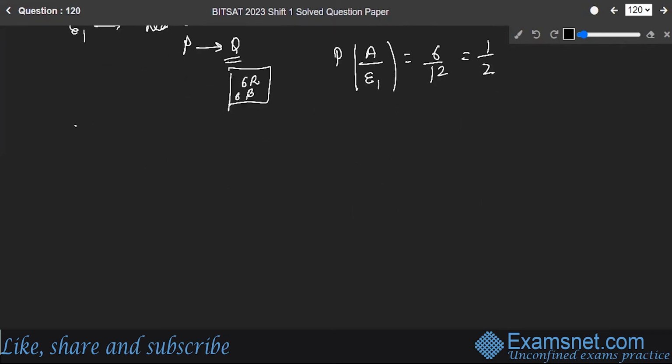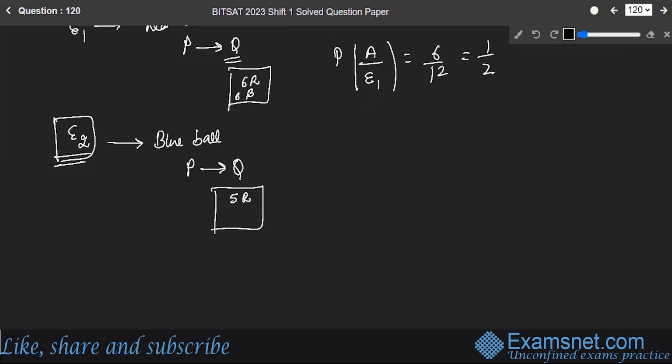Now let's say that event 2 has occurred. Either event 1 will happen or event 2 will happen. When event 2 has happened, that means a blue ball has been transferred from P to Q. Now the Q bag will contain 5 red and 7 blue balls. Therefore, the probability of event A to happen when event E2 has happened is equal to 7 upon 12.